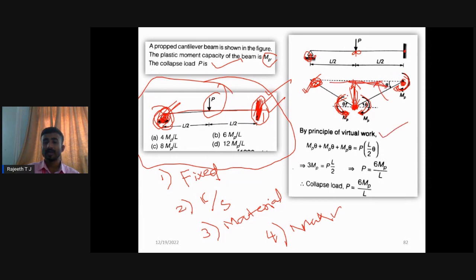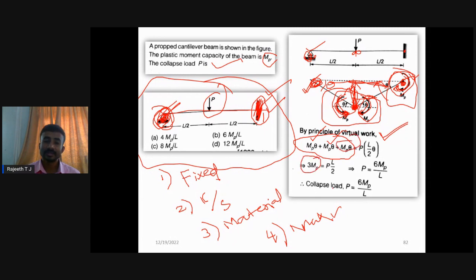Now we need to calculate the external and internal work done. If you go for the principle of virtual work, this component we call the internal work done. Internal work done is always the moment multiplied by the rotation. Here we have rotation at the support but no moment capacity, so we only need to concentrate on this junction and this junction. How much internal work is there? MP theta here, and at this junction one more MP theta. Therefore the internal work done is 3 MP theta.